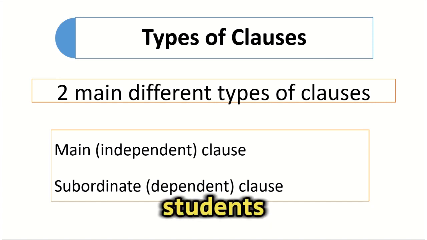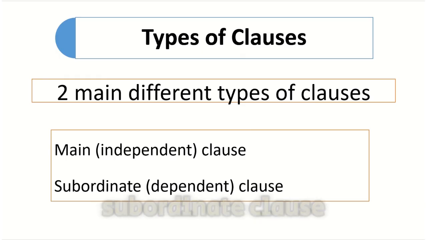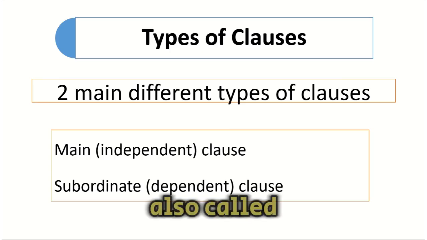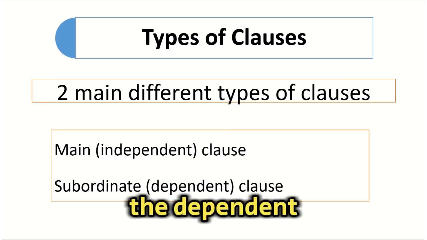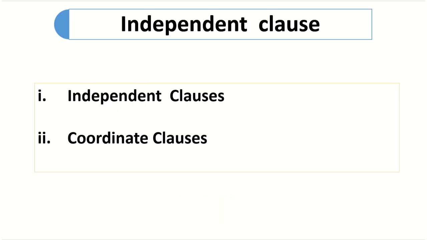Good day, students. Let us talk about the types of clauses. Remember, a clause is a group of words that conveys a meaning. We have two main different types of clauses: the main clause, which is also called the independent clause, and the subordinate clause, which is also called the dependent clause. Let us look at the independent clause.